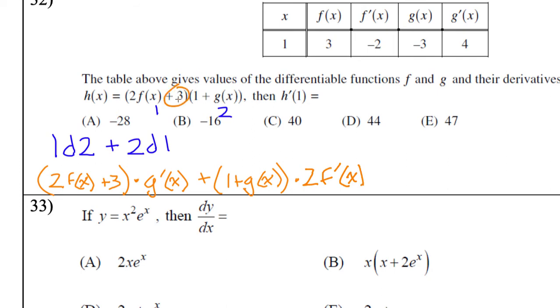And then the derivative of 3 is a constant. Derivative of a constant is always 0, so that's gone. And there is my new function. Now, what is the x value that I'm plugging in? It tells you right here. I'm plugging in 1.